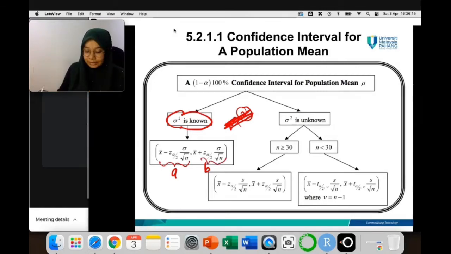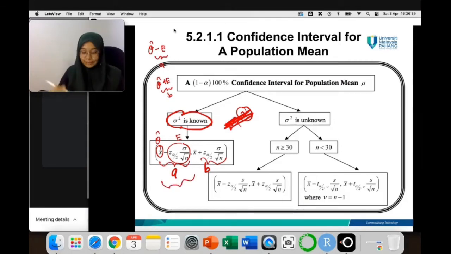If you look at this formula, X bar is our theta cap. Z alpha over 2 times sigma over square root of n is your E. Okay, tadi saya ada mention theta cap minus E is your lower boundary. Theta cap plus E is your upper boundary. So ini dia punya formula. Where X bar is the sample mean. Z alpha over 2, we will compute from R. Sigma is your sigma value because sigma is given. And then n is your sample size. Okay, just put all the values into the formula, you will get the lower boundary and the upper boundary.